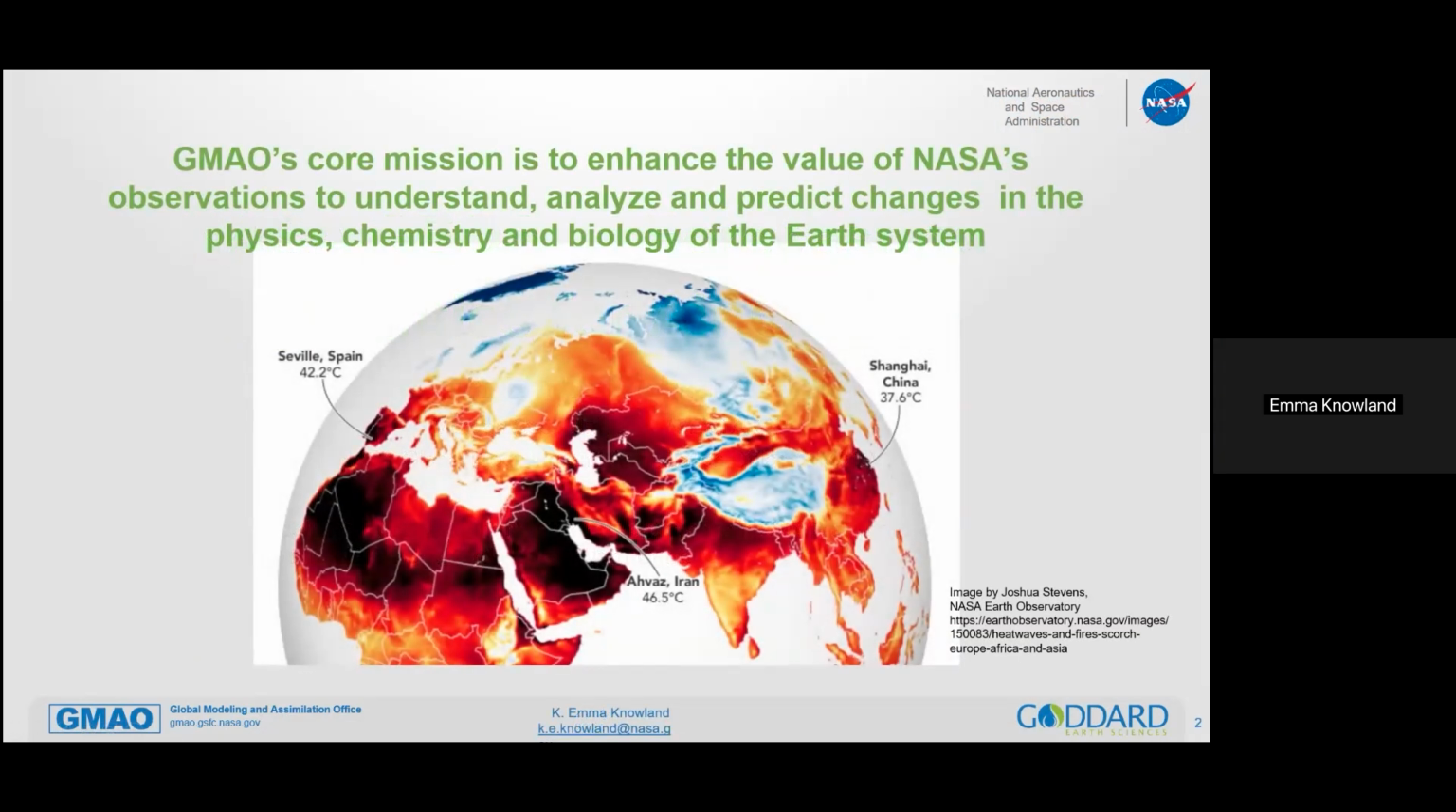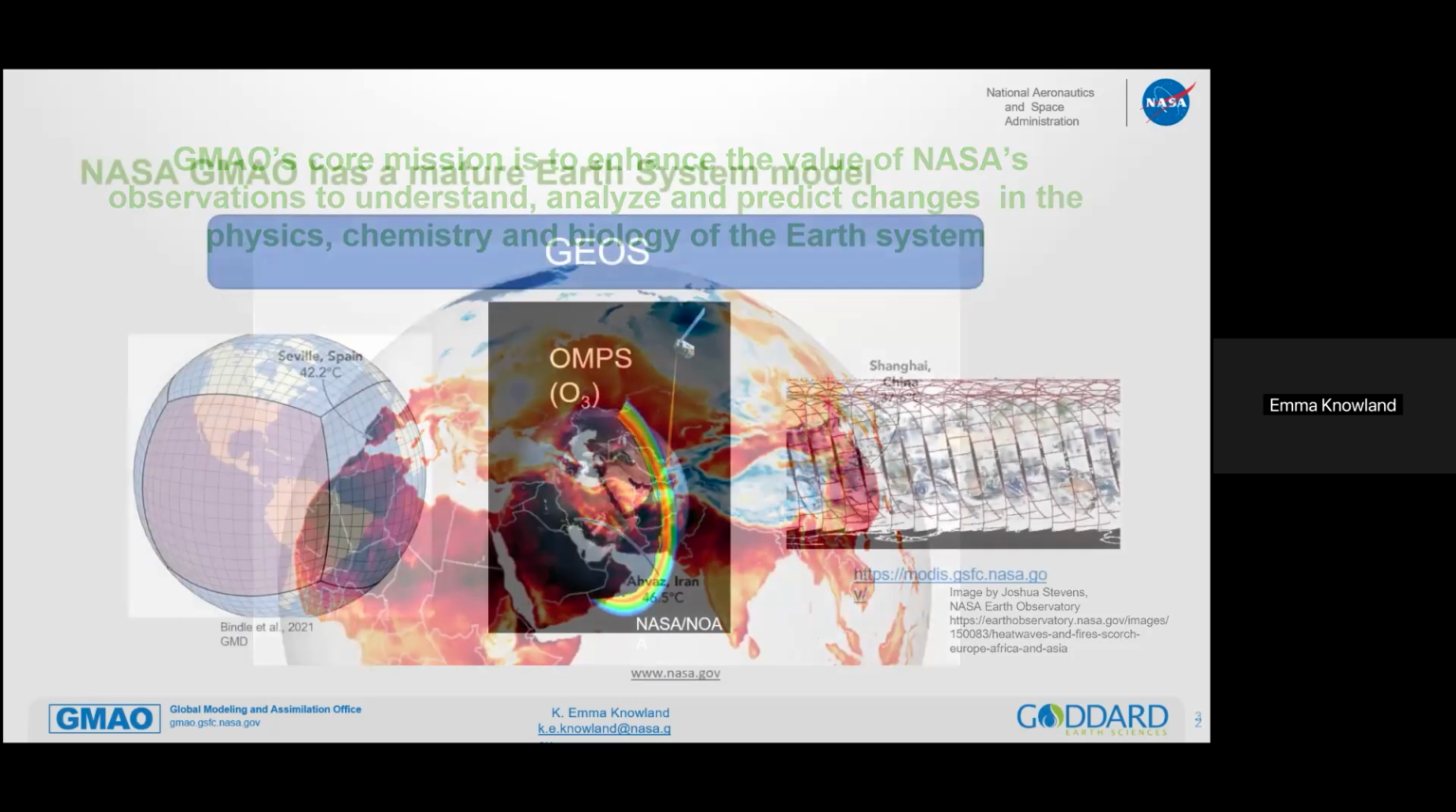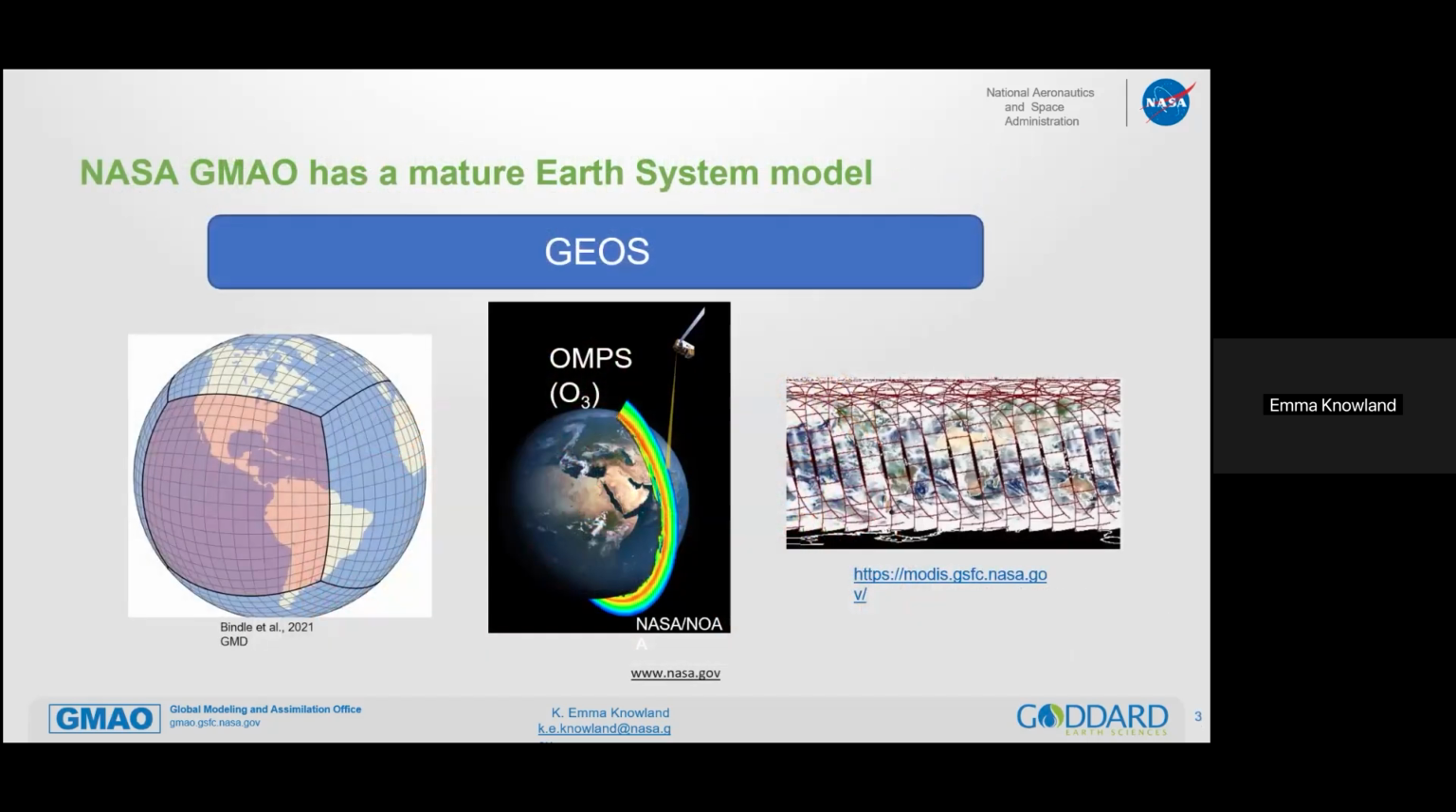So people often ask, why is NASA producing air quality forecasts? That's because the Global Modeling and Assimilation Office, or GMAO, has as its core mission to enhance the value of NASA's observations to understand, analyze, and predict changes in the physics, the chemistry, and the biology of the entire Earth system. We do this by developing and maintaining the Earth system model called GEOS, which stands for the Goddard Earth Observing System. As the name says, it's designed mainly to advance the use of satellite data products.